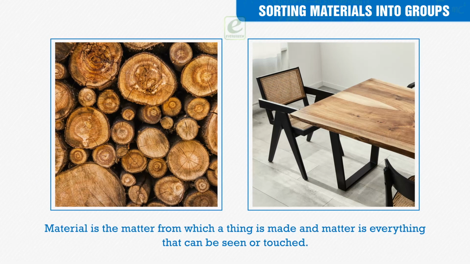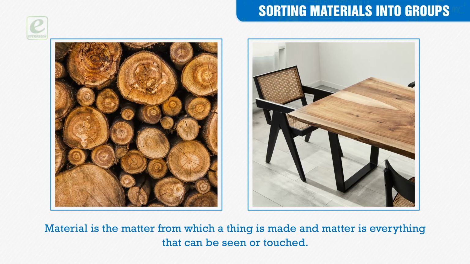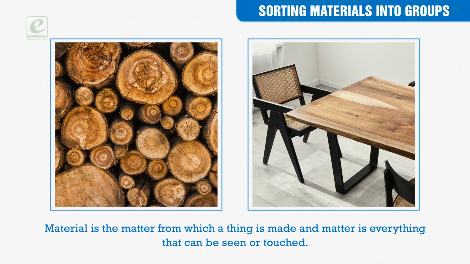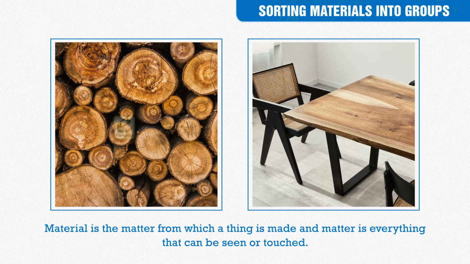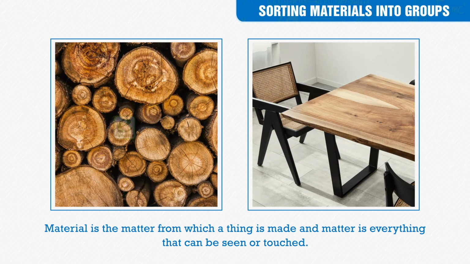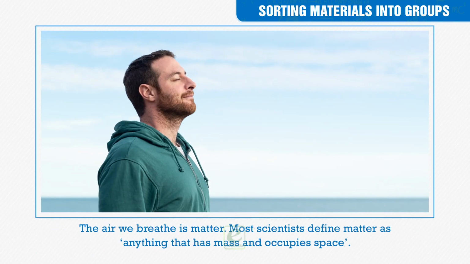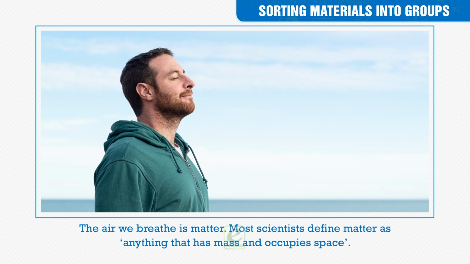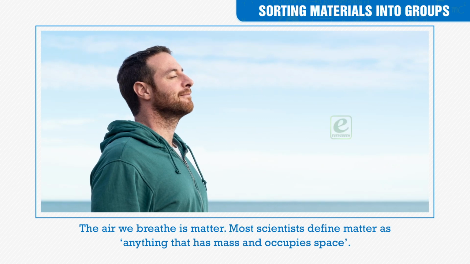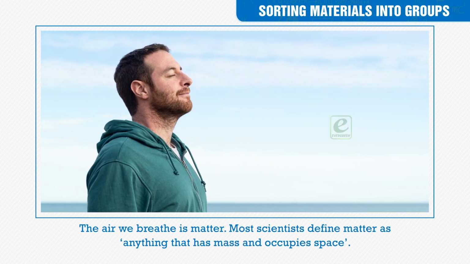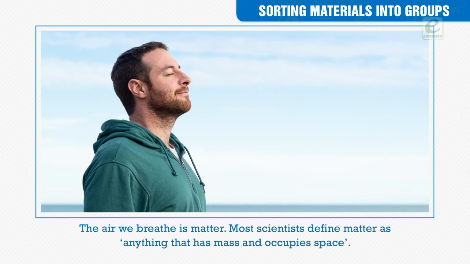Material. Material is the matter from which a thing is made, and matter is everything that can be seen or touched. The air we breathe is matter. Most scientists define matter as anything that has mass and occupies space.